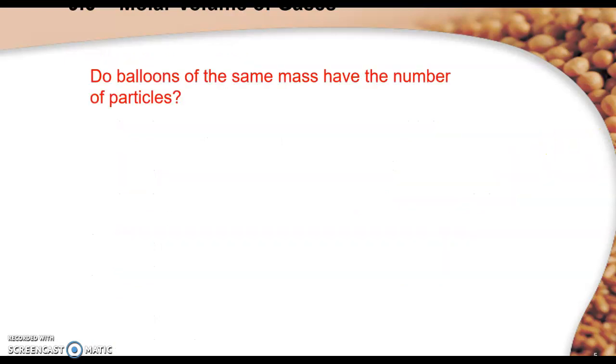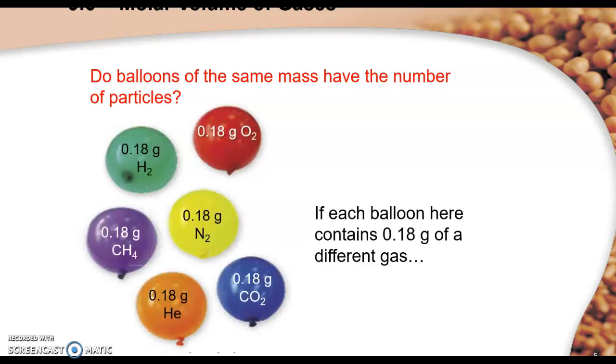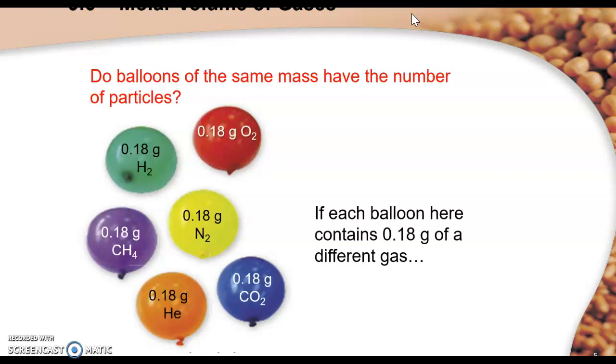Now the next question is to ask yourself, do the balloons of the same mass have the same number of particles? Assuming that each of these has 0.18 grams, this is oxygen, this is hydrogen, this is methane, this is nitrogen, this is helium, and this is carbon dioxide. You might want to think about the previous formula that you have just learned using molar mass, and think about whether they contain the same number of particles.